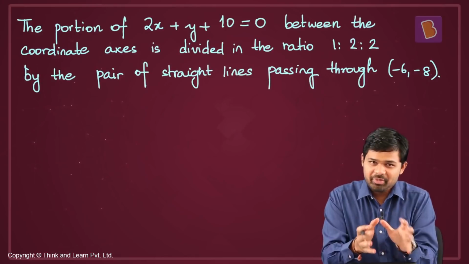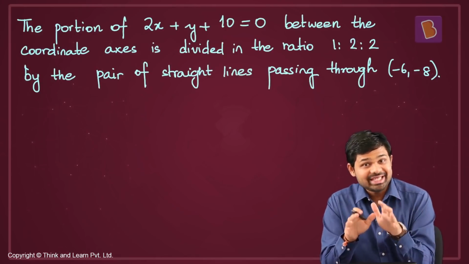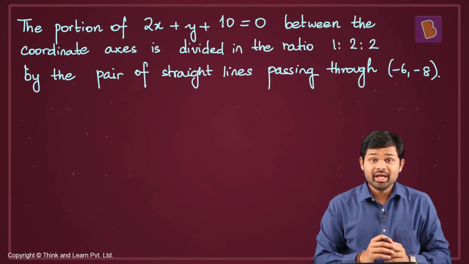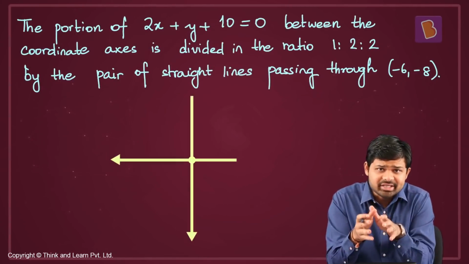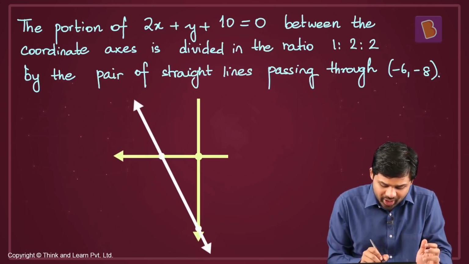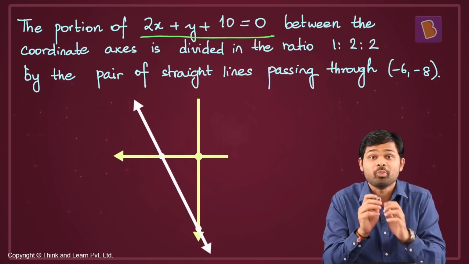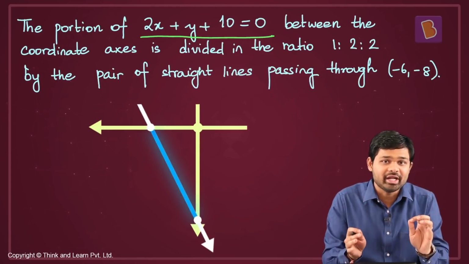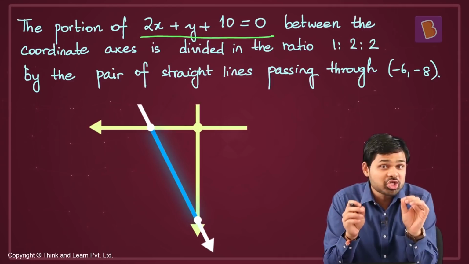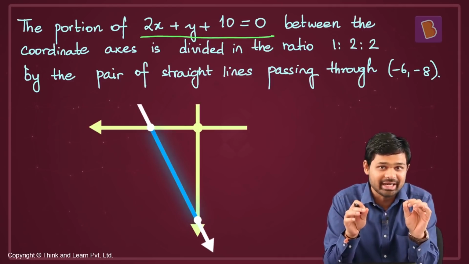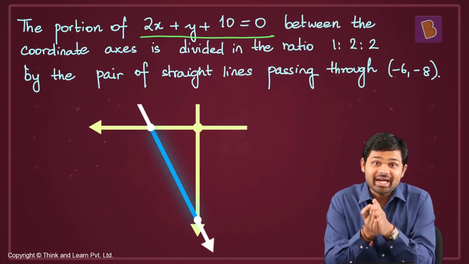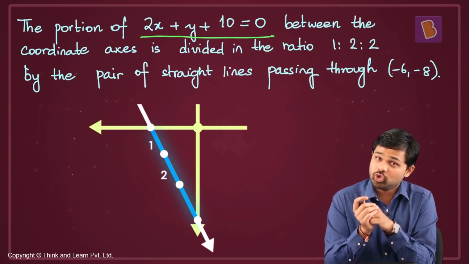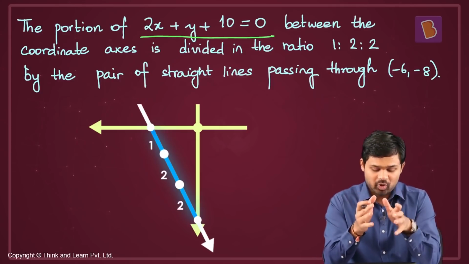Now this question appears a little convoluted. The first thing that I am going to do is try and understand what has been told in this question. From my understanding, there is a straight line which is 2x plus y plus 10 equal to 0. There is a portion of this straight line between the coordinate axis. This portion is divided by two other points in the ratio 1:2:2.